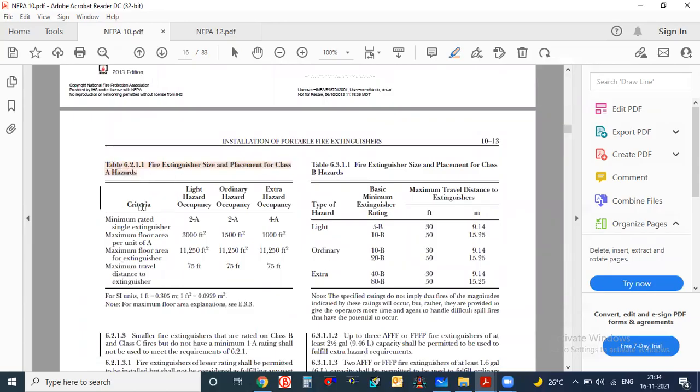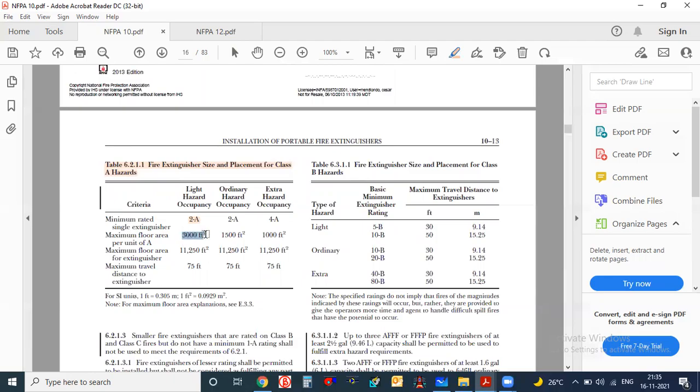In this table they have given the capacity. First, the occupancy classification. Some ratings are given here, 2A, and maximum floor area per unit, maximum floor area per extinguisher. So maximum travel distance to extinguisher. What is the meaning of this table? This is the rating of that particular fire extinguisher. This is the maximum floor area.